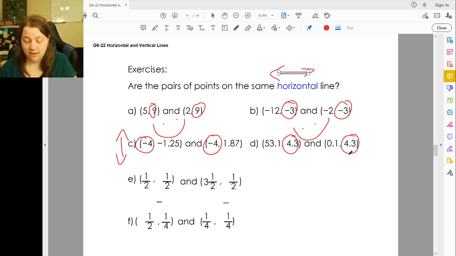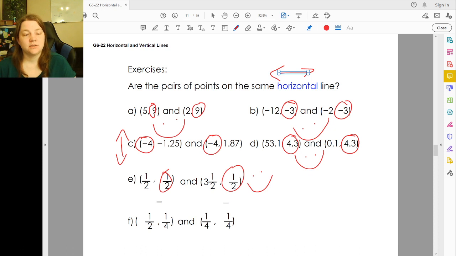Letter D has the same y coordinates. So that's going to be on the same horizontal line. Letter E has the same y coordinates, so that's going to be on the horizontal line. Letter F also has the same y coordinates on the horizontal line.